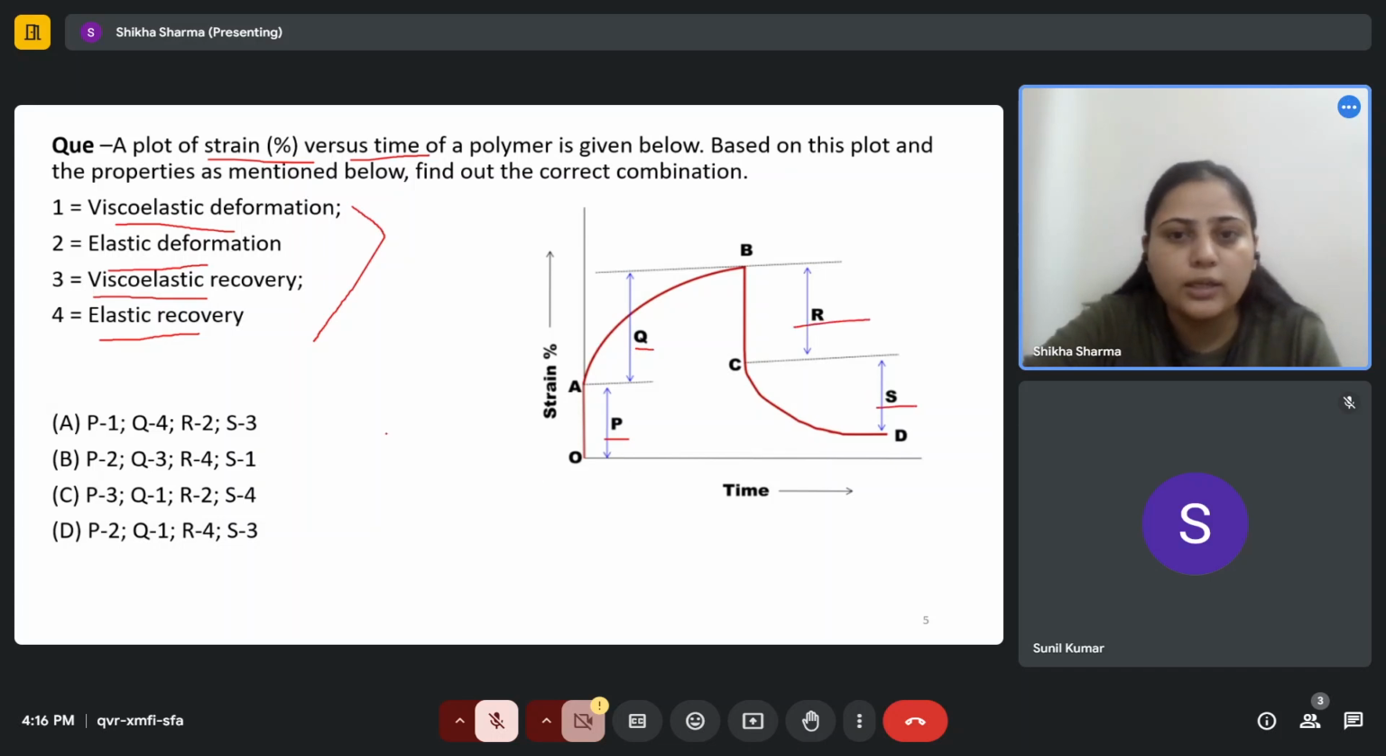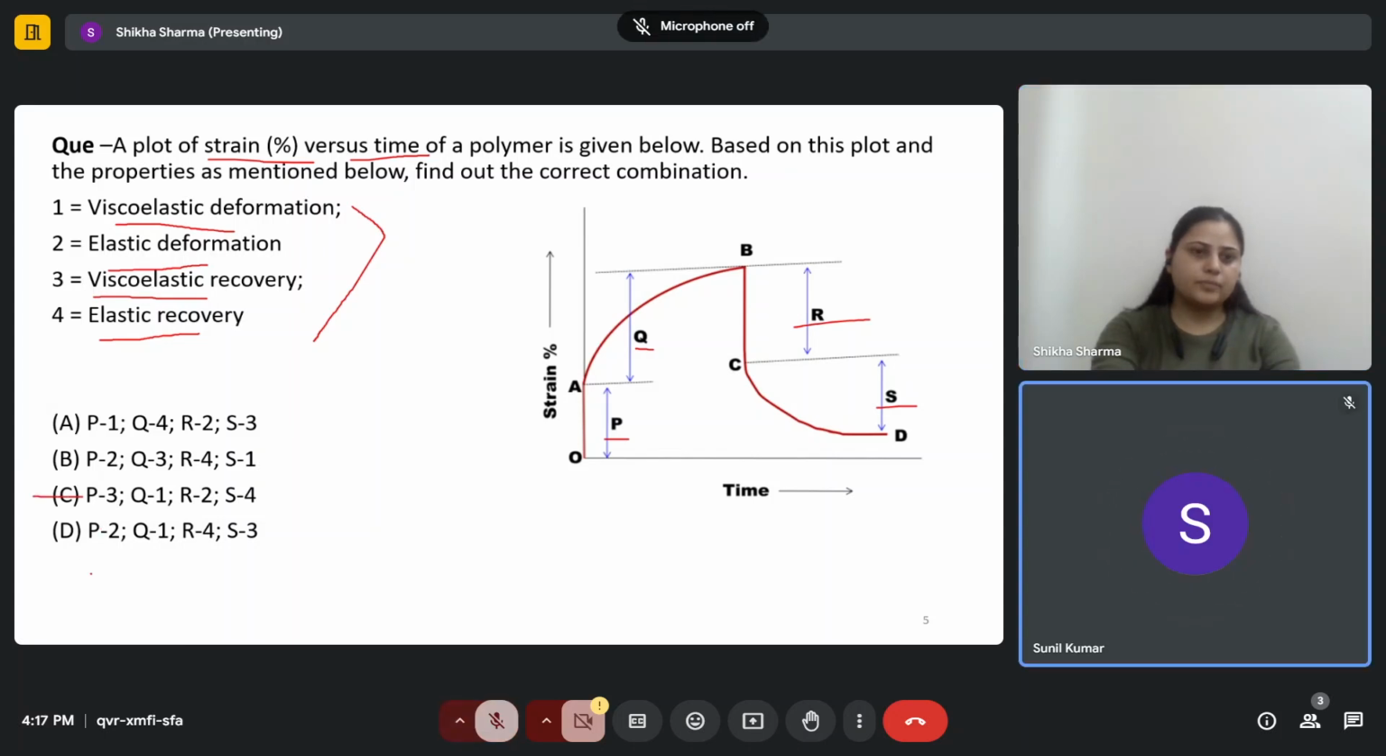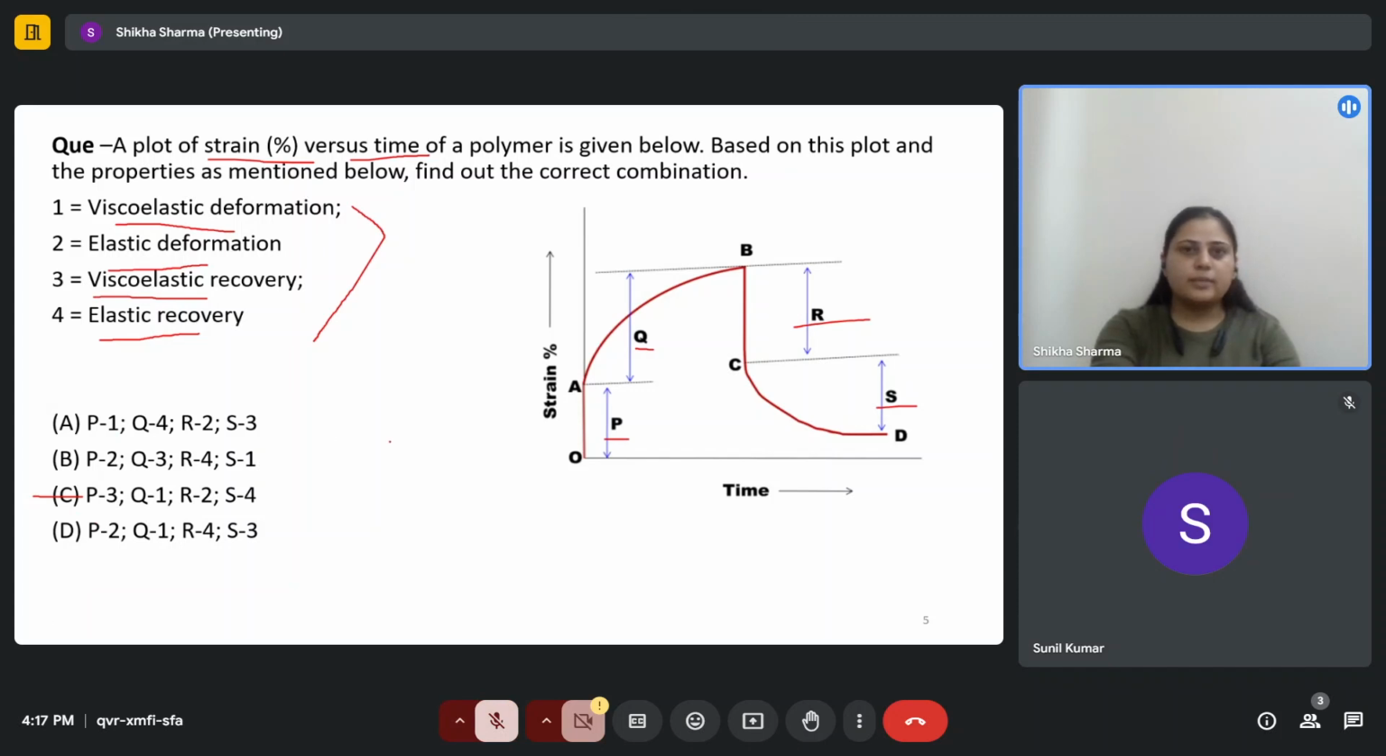We need to tell which part denotes which one from 1, 2, 3, 4. Please, anyone? So you are saying option C is correct. This option, right? So let's discuss this.